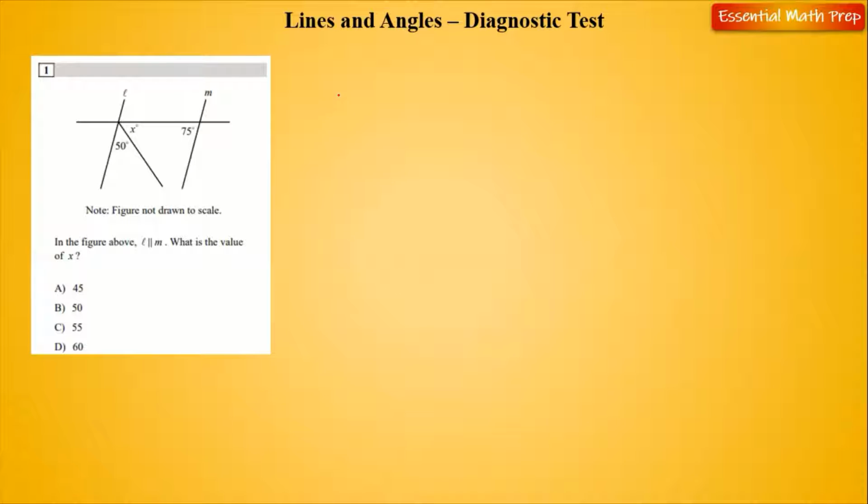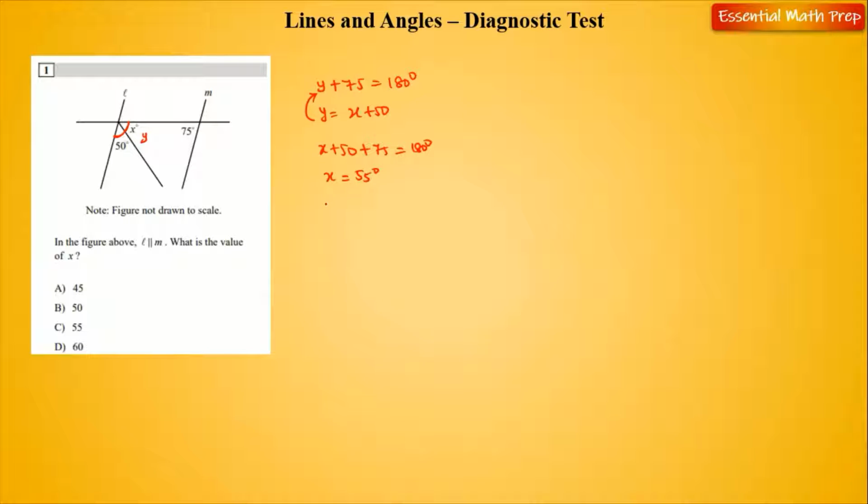In the first problem, you're told lines L and M are parallel and it's bisected by a line. What is the value of X? For the time being, if you call this entire angle Y, that means Y plus 75 adds up to 180. That's based off of the theorem that we have, right? And we know Y is nothing but X plus 50. So substituting for Y in this expression would give you X plus 50 plus 75 is 180. So X equals 180 minus 125, which is 55, right?